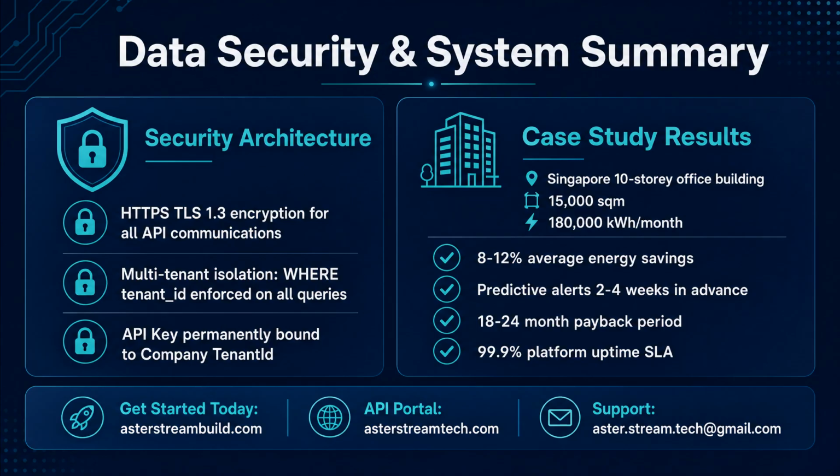To illustrate the real-world impact of the AsterStream system, consider this case study from Singapore. A 10-story commercial office building with 15,000 square meters of floor space and approximately 180,000 kilowatt-hours of monthly consumption deployed 3 Advantech WISE-6610 gateways, 12 Siemens PAC 3220 meters, 25 temperature and humidity sensors, and 6 wireless vibration sensors on pumps. The result was an average energy savings of 8 to 12%, with predictive maintenance alerts arriving 2 to 4 weeks in advance. The payback period for the hardware and annual subscription was approximately 18 to 24 months.